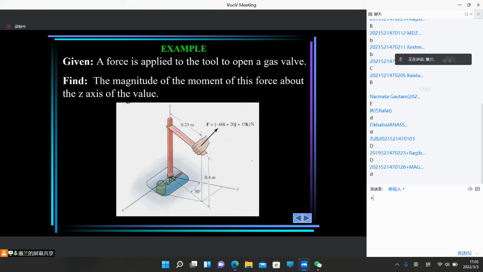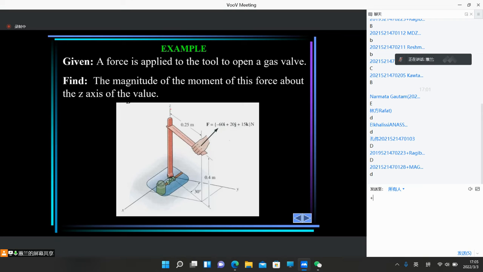A force is applied to the tool to open a gas valve. Find the magnitude of the moment of this force about the z-axis of the valve. You need to find the moment of the force about the z-axis.